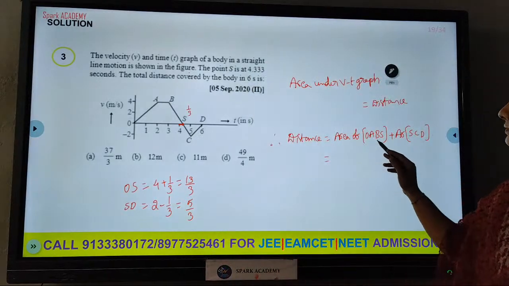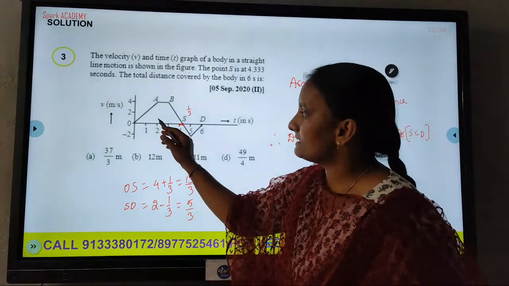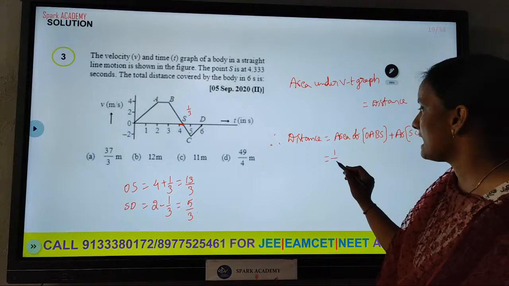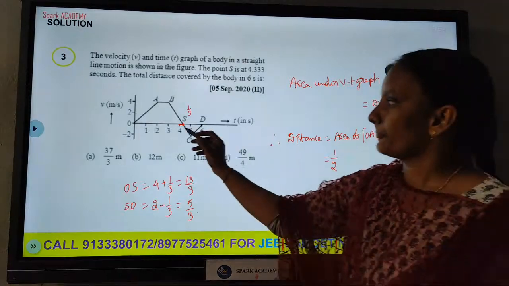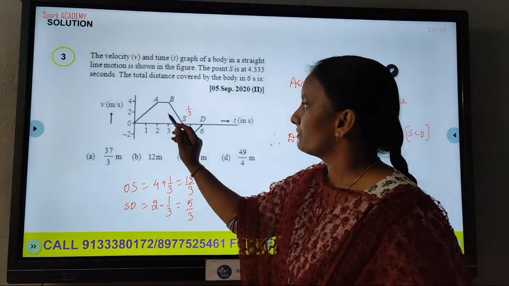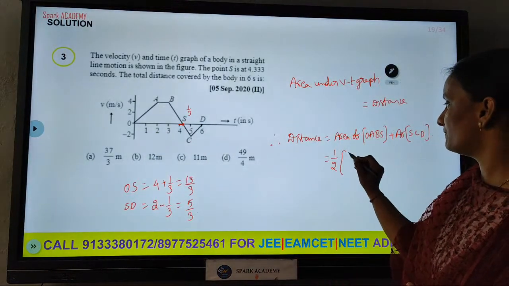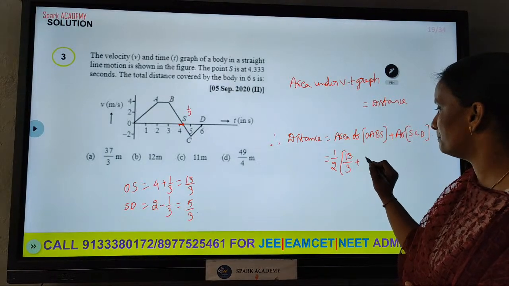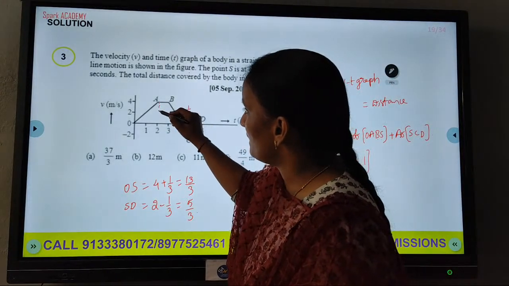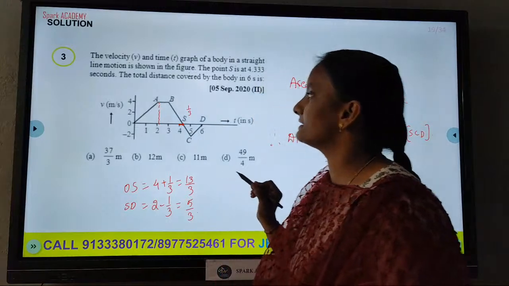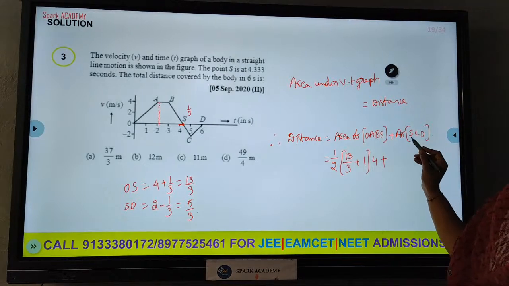Now consider the area of OABS plus the area of SCD. OABS is in trapezium form, so it is half into the sum of the parallel sides. Parallel sides means these two: AB is 1 and this is 13 by 3. So the sum of the parallel sides is 13 by 3 plus 1, into the perpendicular distance between them. The perpendicular distance means this, which is maximum on the y-axis, 4, into 4, plus the area of SCD.